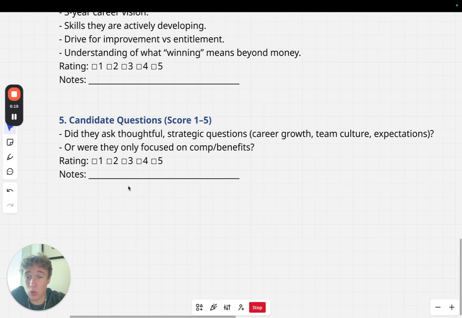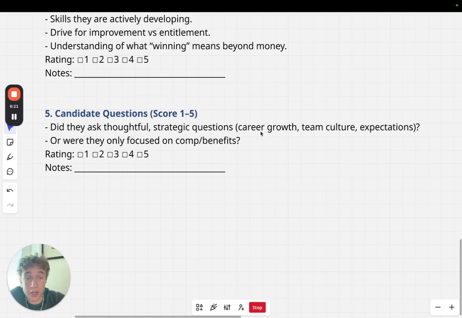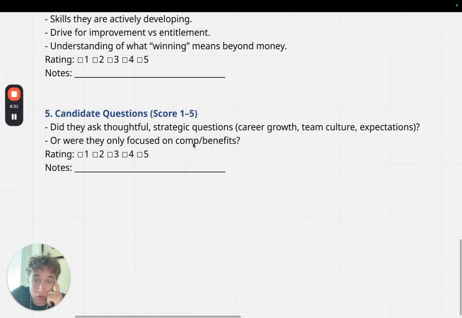Next up is candidate questions. Did they ask thoughtful, strategic questions, or were they only focused on comp and benefits? This also shows you depth of thinking. Like, what's their driving factor? Of course, money's always a major factor, but did they ask you good questions? Was it genuine? Here's the thing too, you want to make sure someone's real with you as well.